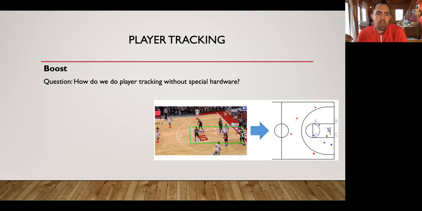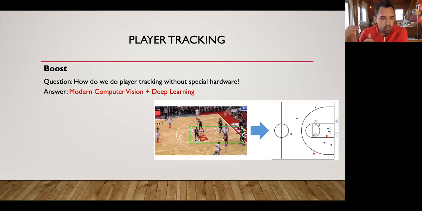So what Boost wants to say, or the question they want to answer is, how do we do this player tracking without any special hardware? And so what they've done is they've come up with something called modern computer vision and deep learning. And they are using 2D video, which everybody has basically. They're saying, how can we teach the computer to pull some of these insights off of video?